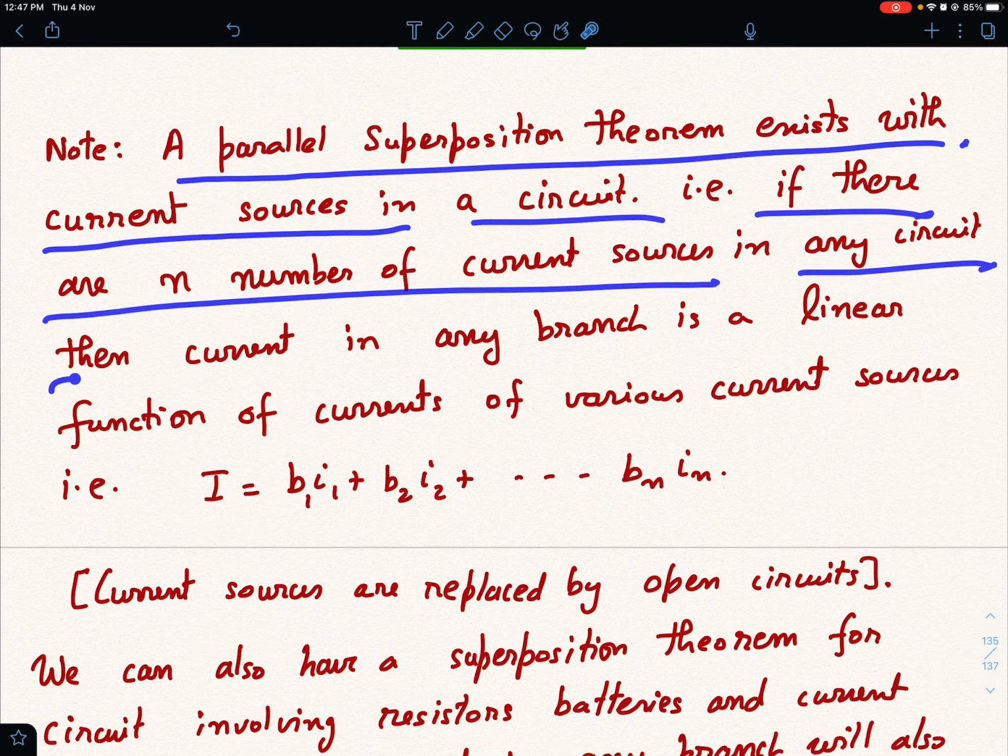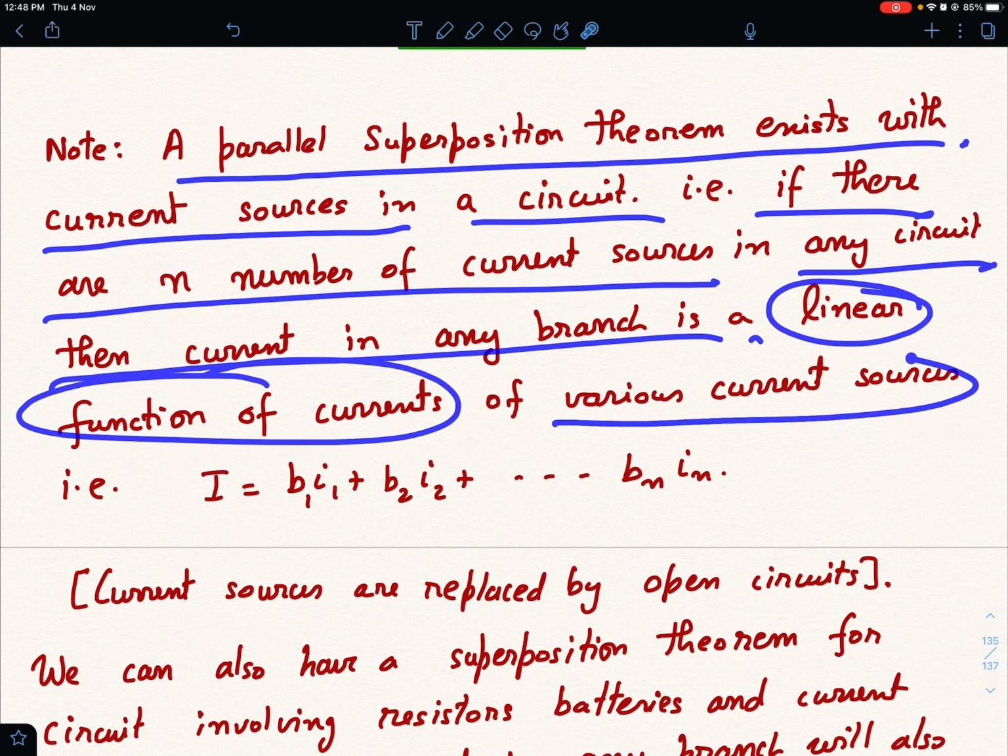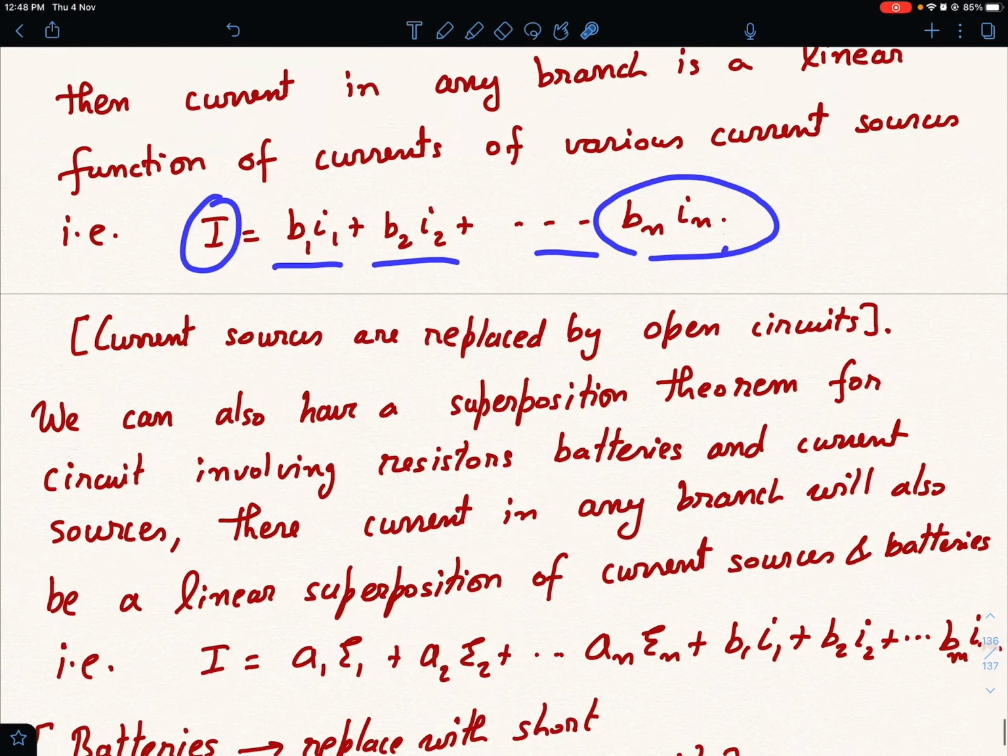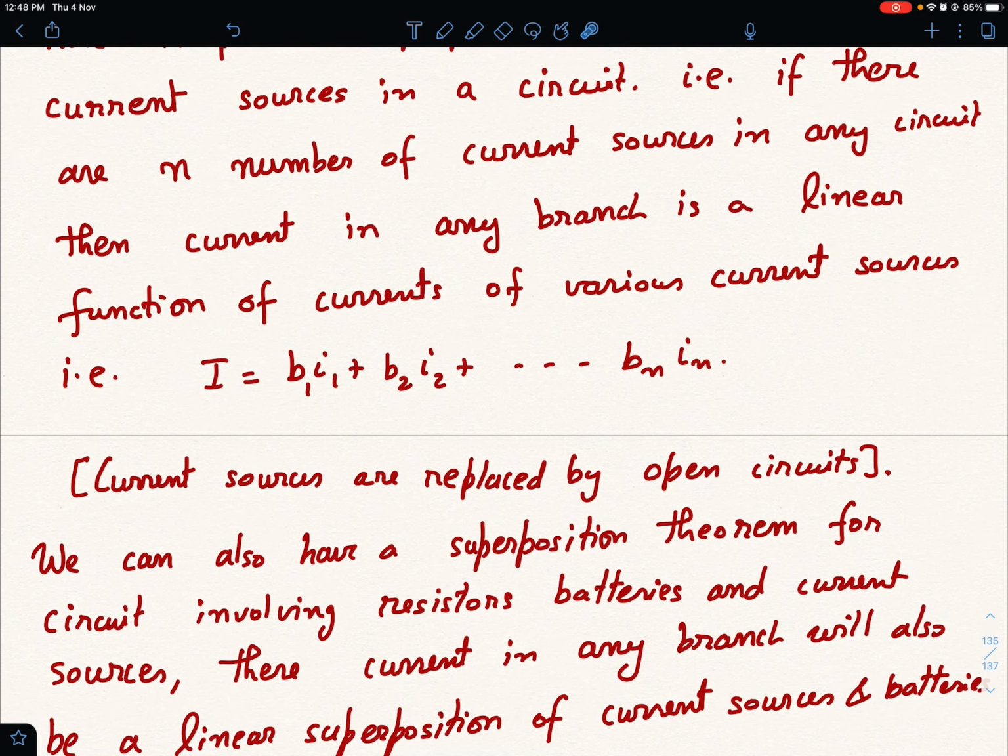A parallel superposition theorem exists with current sources in a circuit. That is, if there are n current sources in any circuit, then the current in any branch is a linear function of the currents of the various current sources. Okay, so capital I is B1 I1 plus B2 I2 and so on up to Bn In. Now please keep in mind, constant current sources should be replaced by open circuits.